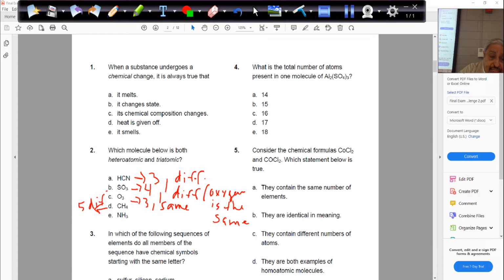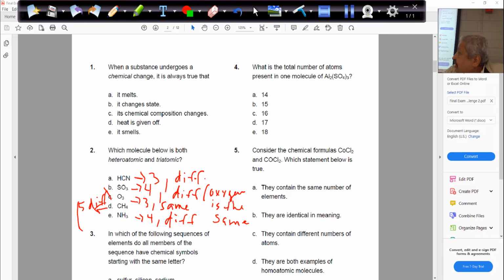Although we have carbon and hydrogen, it's not the same atom, not the same element. We have 4 similar hydrogens, but in the whole molecule, we have 2 elements that are different. Correct? How about E? How many atoms do we have? 4. And they are the same? No. We have 2 different atoms, nitrogen and hydrogen. So they are different.